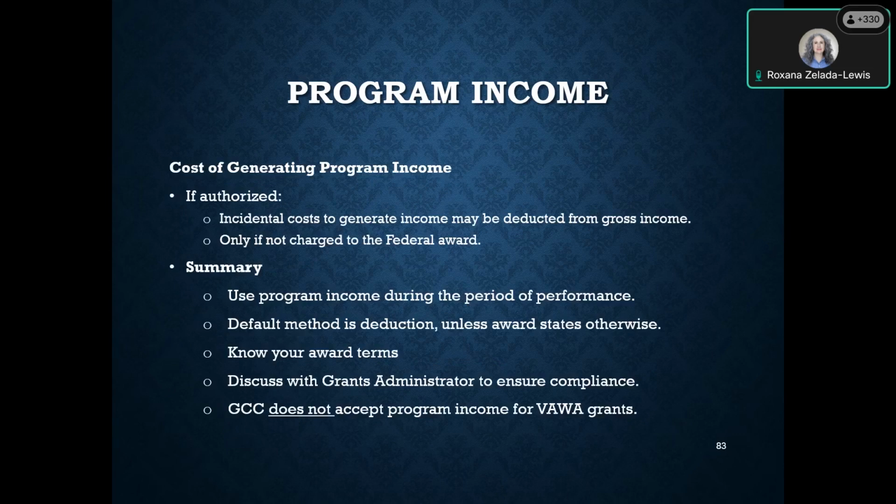The addition method is different. It increases the overall funding available for project activities. Using the same example, a $100,000 award with $10,000 program income becomes a total budget of $110,000. This gives the program more resources but requires agency approval unless the award already specified this method.